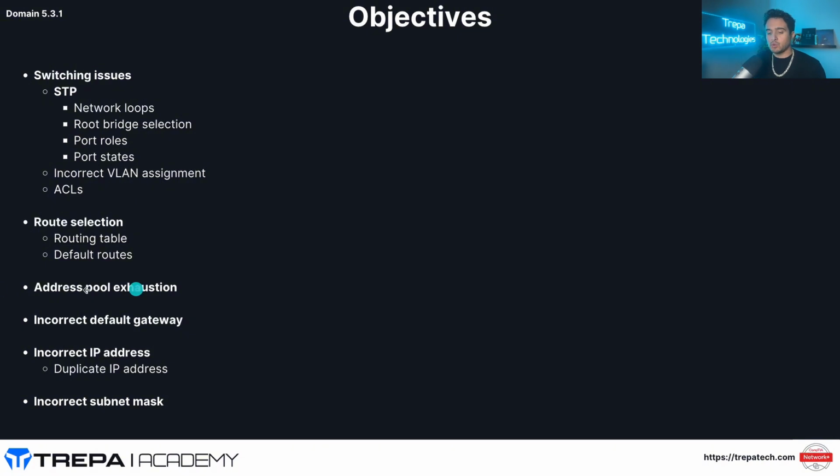So first we're going to start off with switching issues. These are all the exam objectives in domain 5.3. We'll go into route selections, we're going to cover a routing table and default routes. Remember back in domain 2, we did a deep dive on switching and routing. Probably combined like 2.5 hours worth of video content.